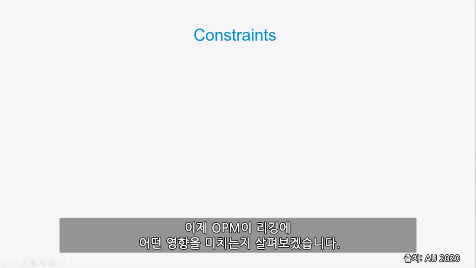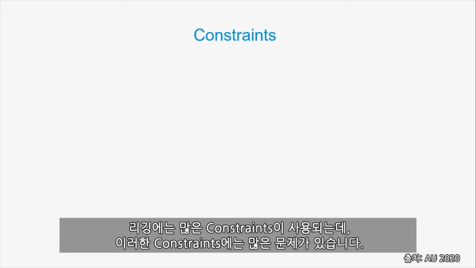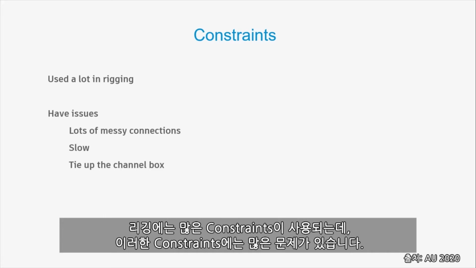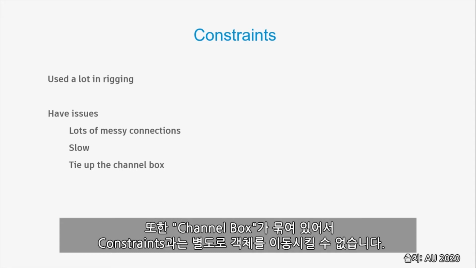Now let's see how offset parent matrix can affect rigging. We're going to start with constraints. In rigging, we use constraints a lot, but constraints do have a lot of issues. There's lots of messy connections in the node editor. They can be slow because of those connections, and they also tie up the channel box so that you can't animate or move the objects outside of the constraint.